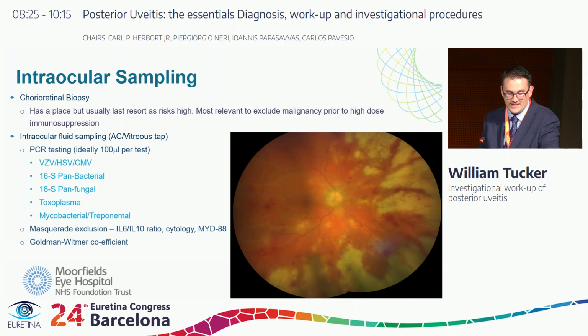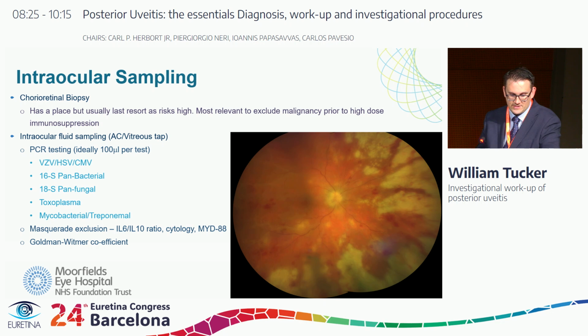As the risks are high, essentially you're taking a chunk out of the eye, and the eye doesn't like that, and it bleeds. Certainly if it's anywhere close to the important structures in the eye, you may be risking the vision permanently. For that reason, it's probably most relevant excluding malignancy prior to high-dose immunosuppression.